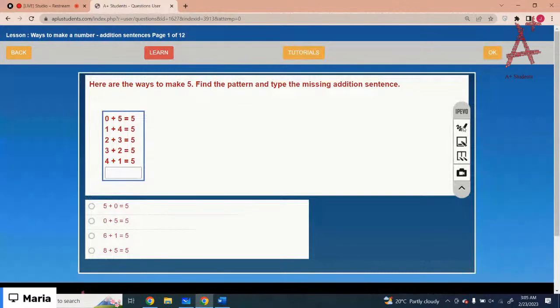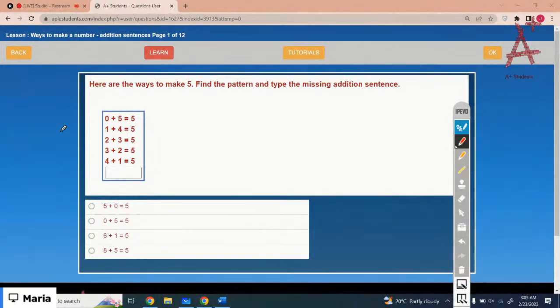Okay. Here are the ways to make 5. Find the pattern and type the missing addition sentences. So we have to find the pattern and then find the missing addition sentence. You have to go the same way we did for the example. Just look at the first number in all the sentences. 0, 1, 2, 3, 4. For each next number, the numbers are increasing by 1, isn't it? So right after 4, which number is the next one? The next one is 5.